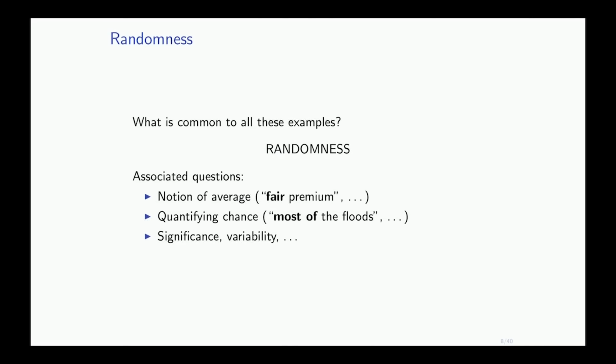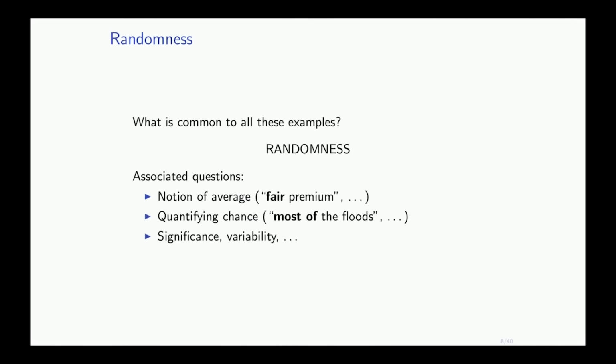Okay, so the questions associated with randomness were actually hidden in the text. We talked about the notion of average, right? As far as the insurance is concerned, they want to know on average what the probability is. What is your chance of actually breaking your iPhone? And that's what came in this notion of fair premium.